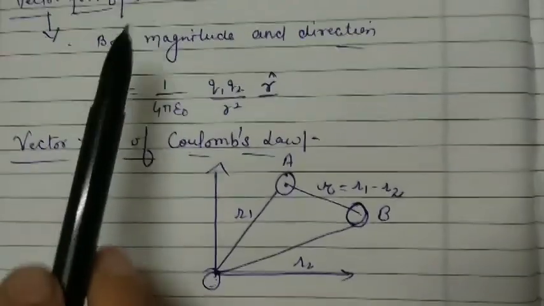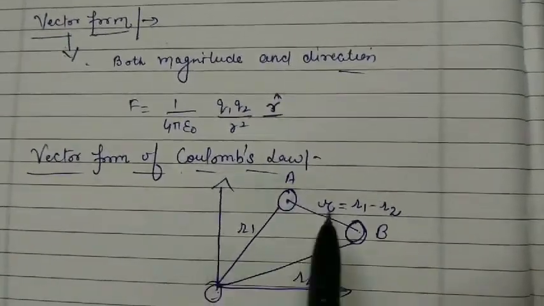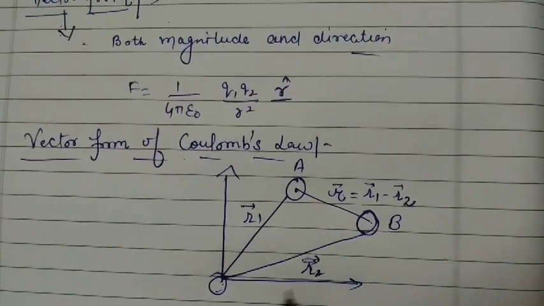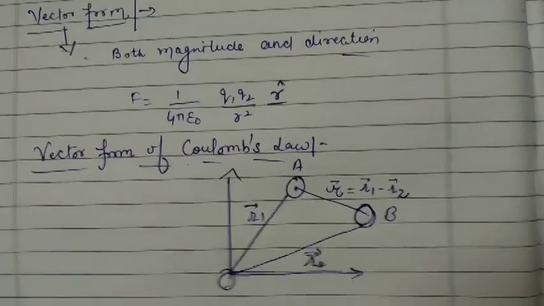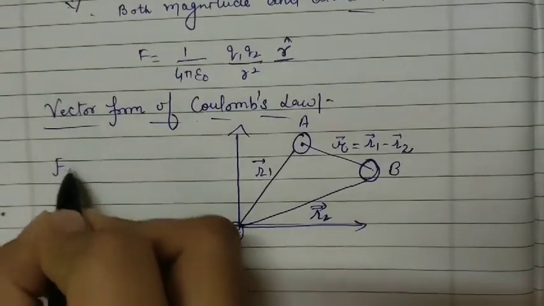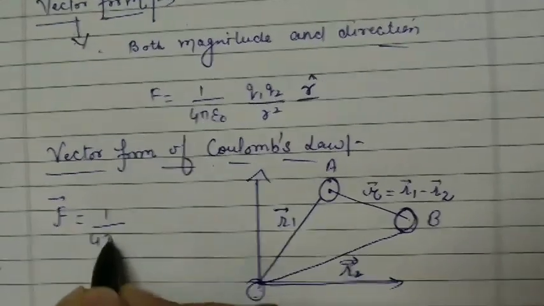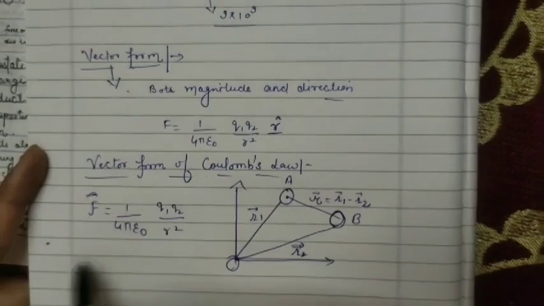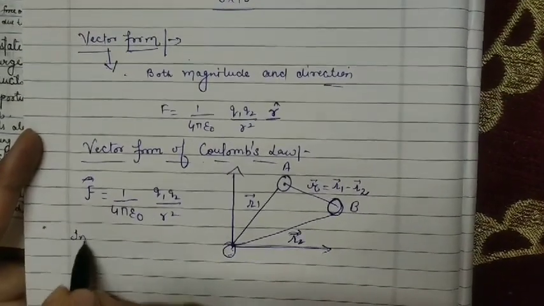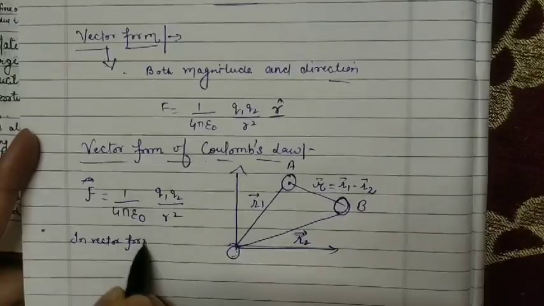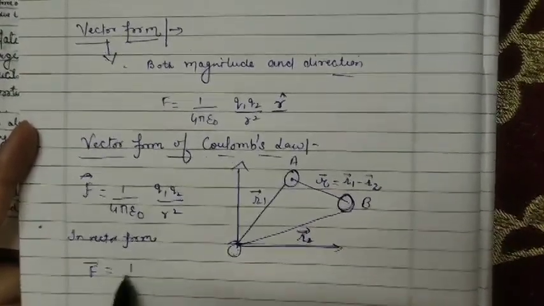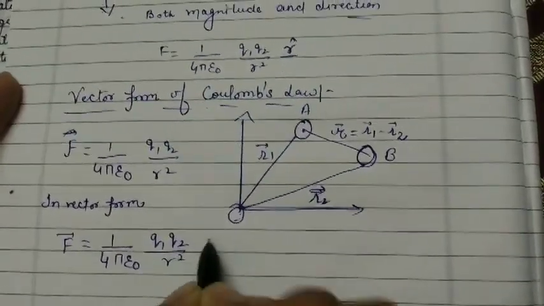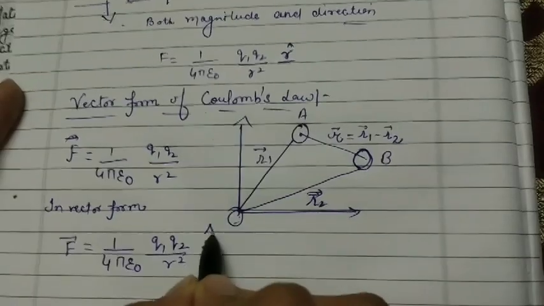As we now write Coulomb's law in vector form, we will apply direction here. It is a must, because in vector form we apply direction. In scalar form, Coulomb's force is equal to 1 upon 4 pi epsilon naught Q1 Q2 upon R square. But in vector form, F is equal to 1 upon 4 pi epsilon naught Q1 Q2 upon R square, and we will mention a unit vector here.